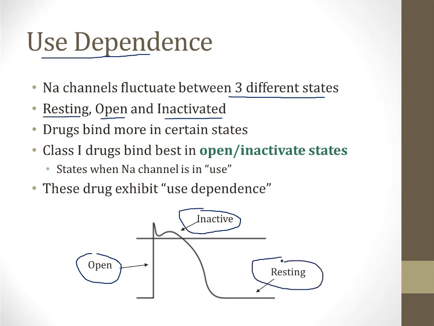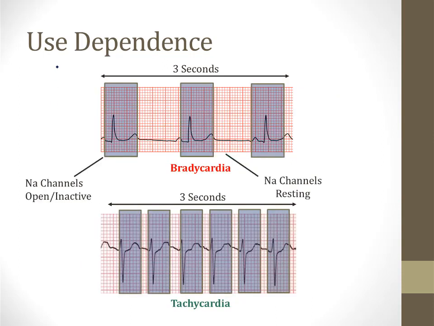Antiarrhythmics can bind more in certain states, and the class 1 drugs bind best in the open or inactivated states. In other words, states where the sodium channel is in use. Therefore, these drugs are said to exhibit use dependence. Drugs that exhibit use dependence have more effect at faster heart rates. To understand this, let's look at the two EKG strips shown on the screen. The top EKG strip shows a patient who has bradycardia. The times where the sodium channel is in use are highlighted in blue.